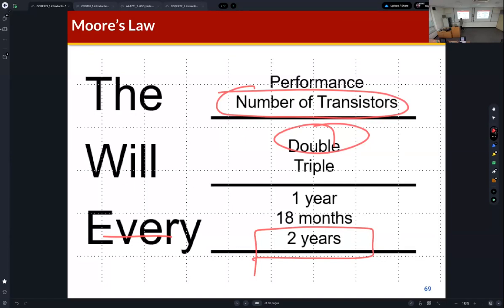And I also said that this is an empirical law. It is based just on observation, not a theory, not an equation. Okay. Then why is Moore's law very important? I said that Moore's law is very critical and important in the semiconductor industry, or CPU industry.